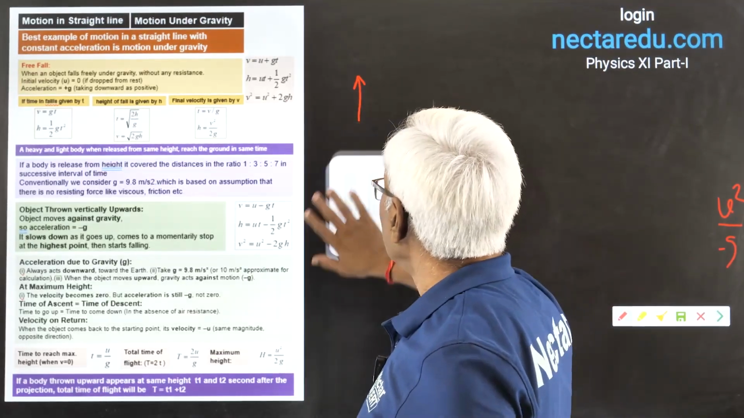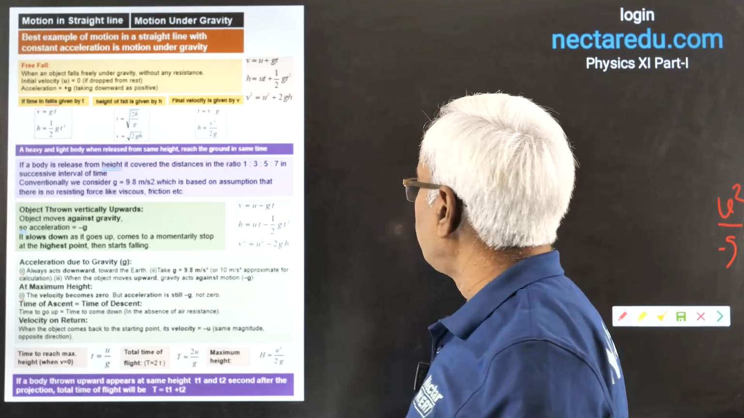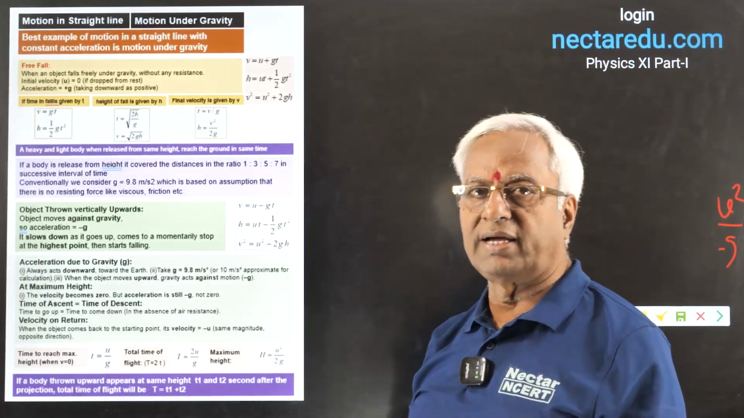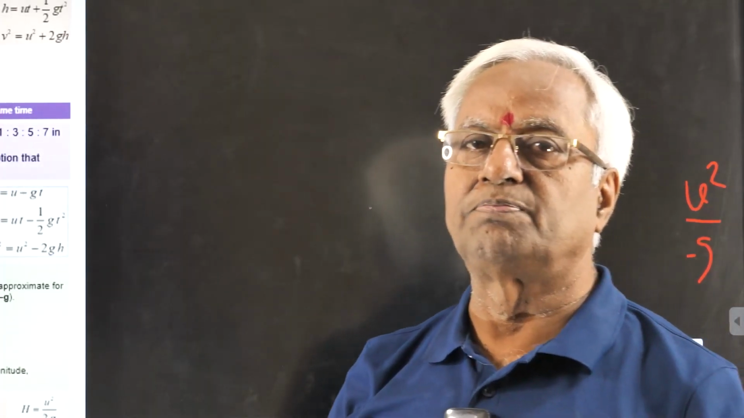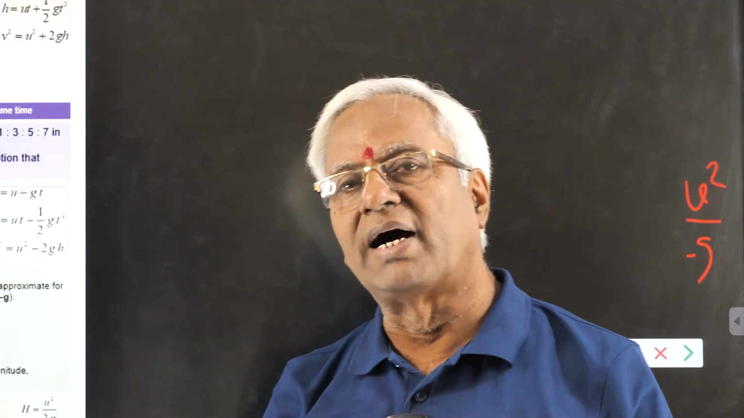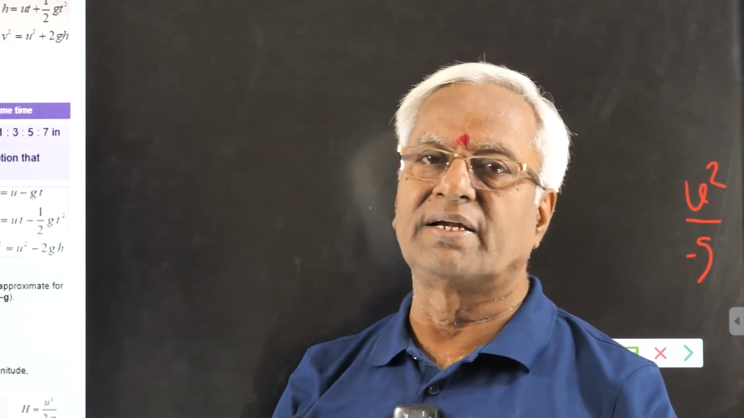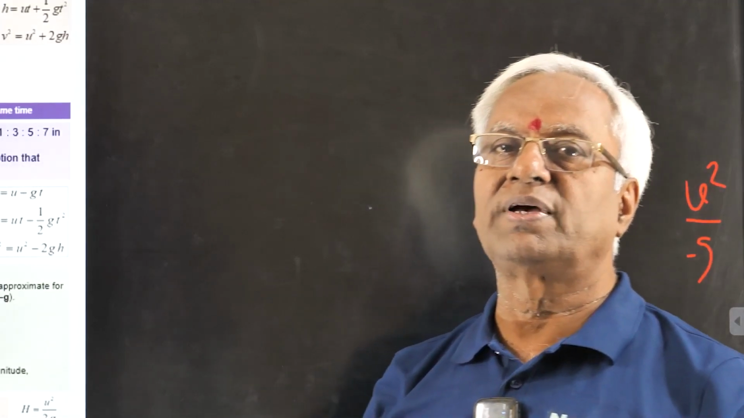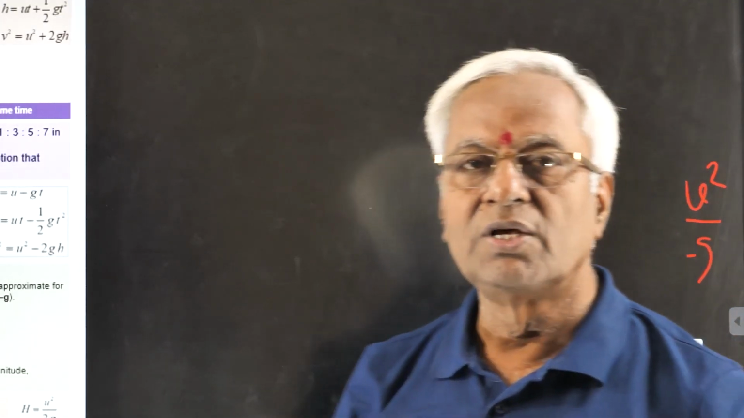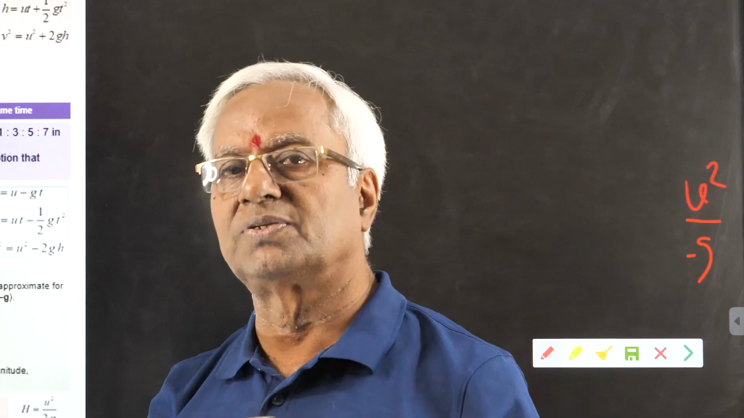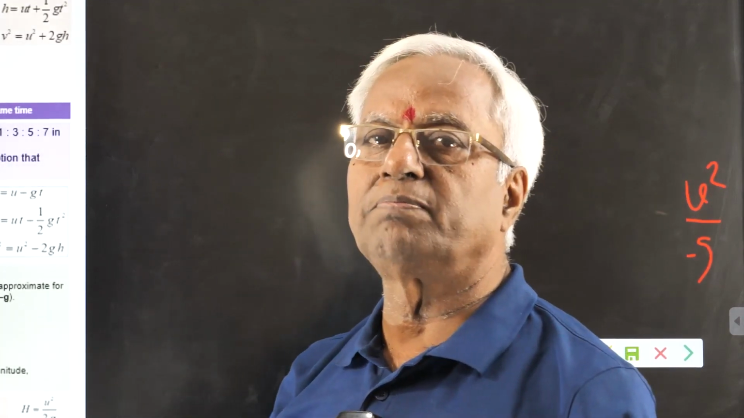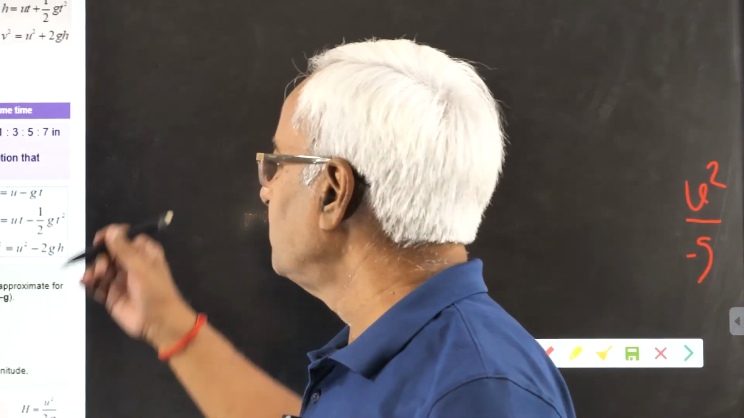Suppose you are using the relations for upward motion, then g is taken minus. In place of plus gt, it will be minus gt. In the first equation, u minus gt. In the second, ut minus half gt square. In the third, u square minus 2gh. So all the equations are modified by changing the plus sign into a minus sign.